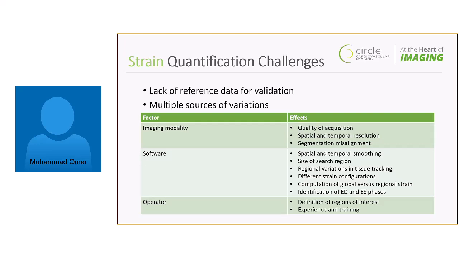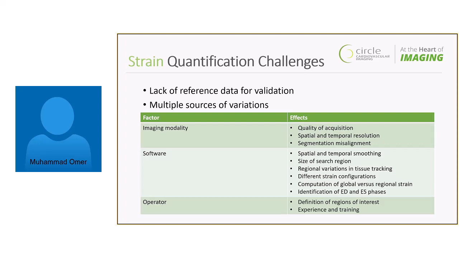Still there are some challenges around these quantification approaches. The first thing is the lack of reference data for validation. Since SENC, the strain encoding, and DENSE are research-based approaches, they are not mainly used in clinics. We have very little reference data to validate these recent developments of feature tracking approaches. In addition, there are multiple sources of variation, which makes these methods less standardized.